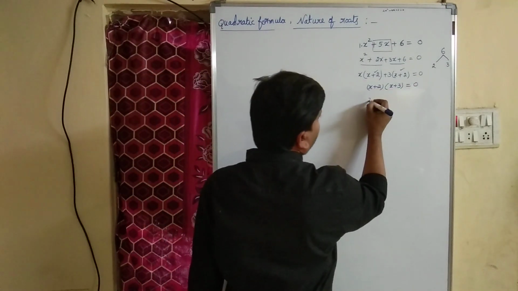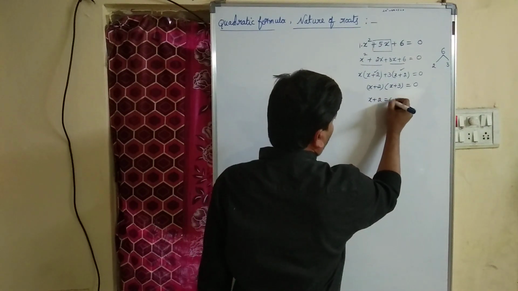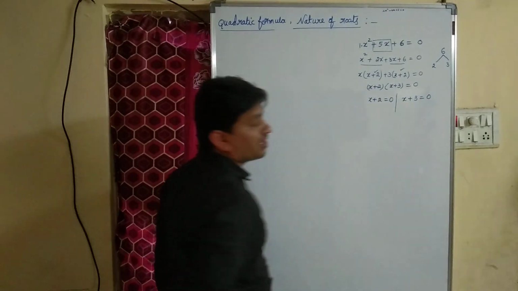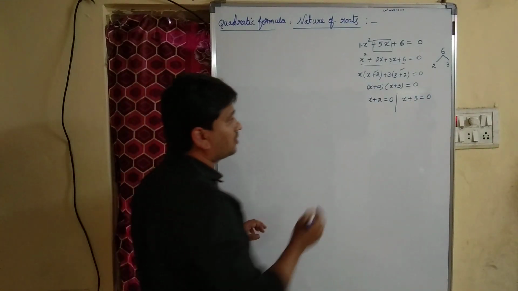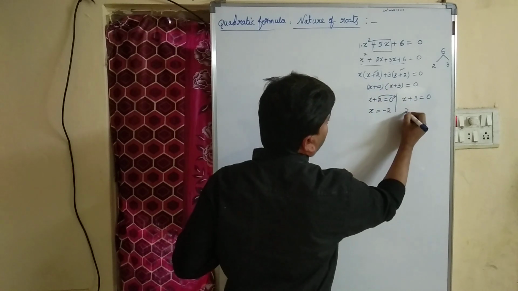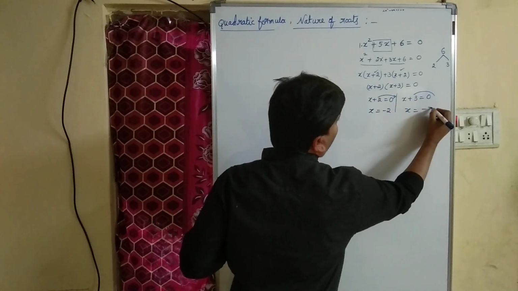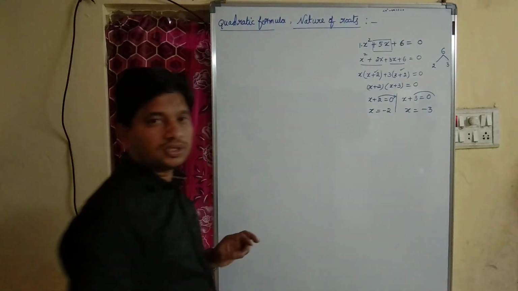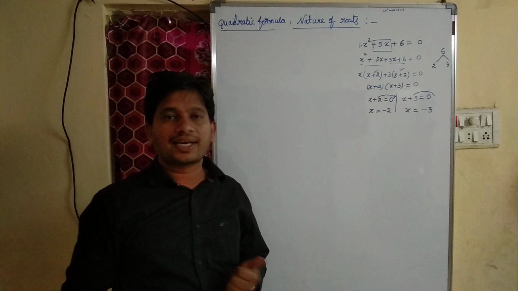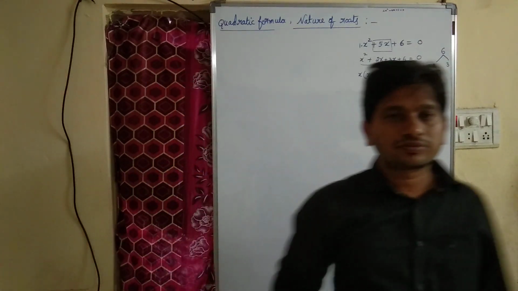So one is x plus 2 equal to 0, and the second one is x plus 3 equal to 0. That is x equal to minus 2 and x equal to minus 3. So what are the two roots? They are x equal to minus 2 and x equal to minus 3.